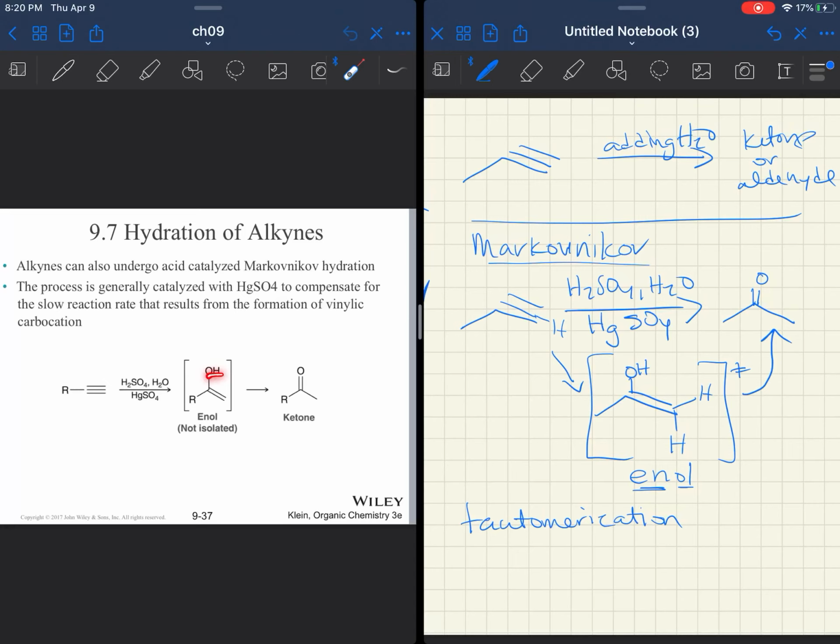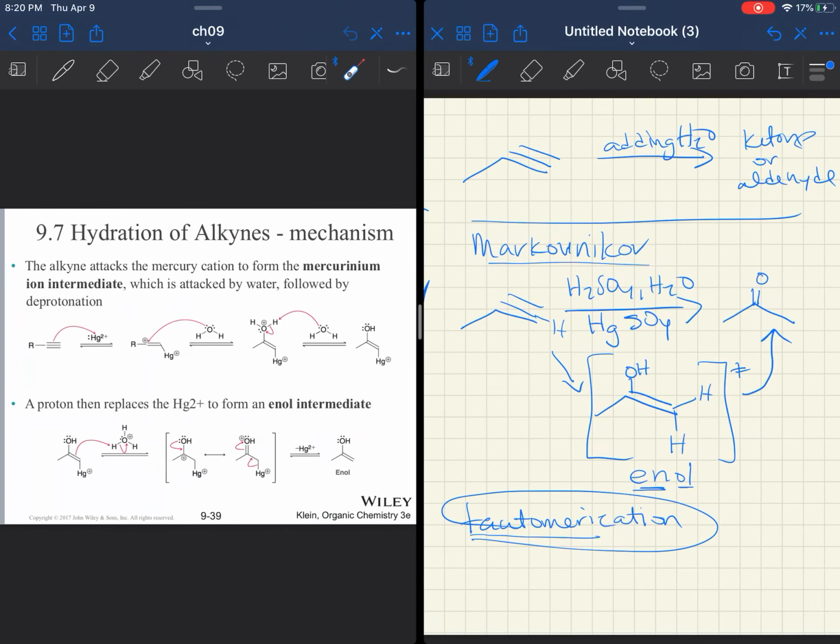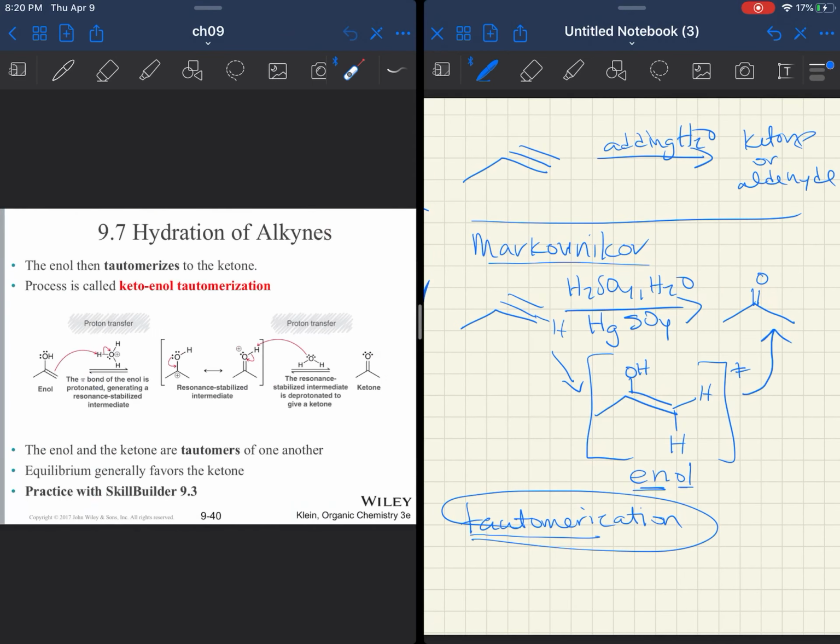It's a very specific kind of isomer when you look at the enol versus the ketone. It is the same chemical formula, but it is a constitutional isomer, and it is very specifically only different in the placement of a double bond and a proton, right? Tautomers are just a very specific kind of constitutional isomer. You do not need to know the mechanism for the alkyne hydration, but you will need to know the mechanism for a tautomerization.